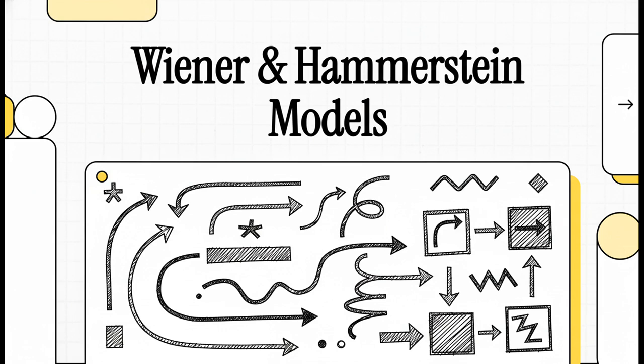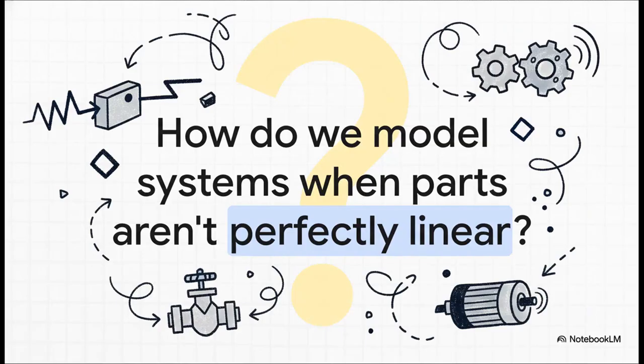And you'll see how a really clever mix of simple building blocks can help us make sense of even the most complex, real-world behaviors. So, this is really the heart of the problem we're tackling today. You know, we often start out learning about systems with these nice, clean, straight line equations. But let's be honest, the real world is, well, it's messy. So, what happens when the actual parts of a system, the sensors, the motors, the valves, don't behave in that perfect, predictable way? How on earth do we capture that reality in a mathematical model?